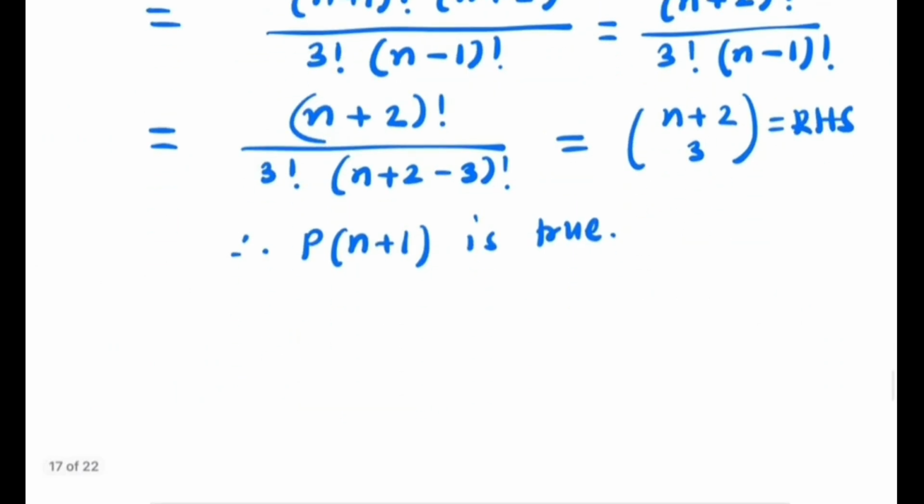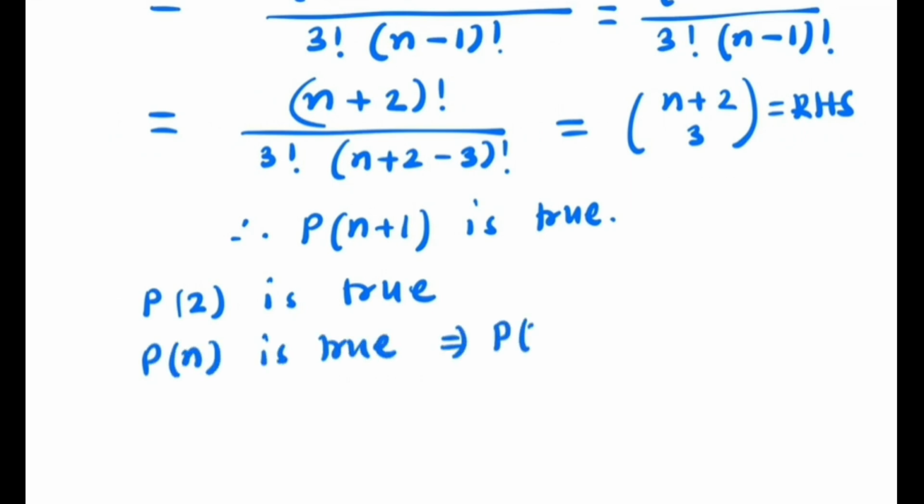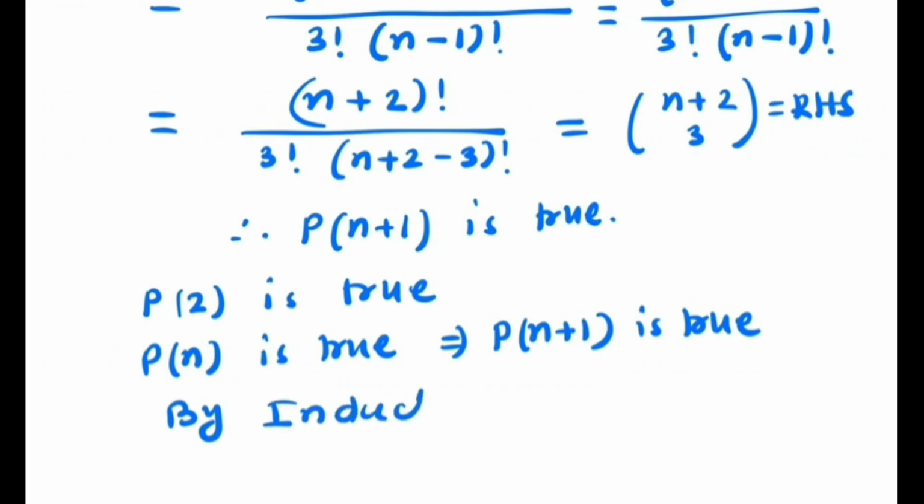So now so far what we have got. First we show that P of 2 is true. Then by assuming P of n is true, we prove that P of n plus 1 is true. So by mathematical induction, we prove that P of n is true. So we are done.